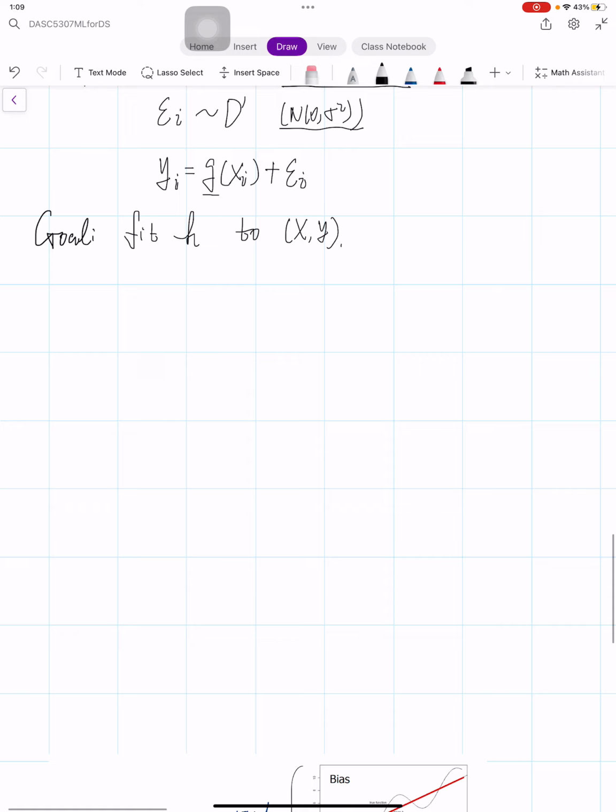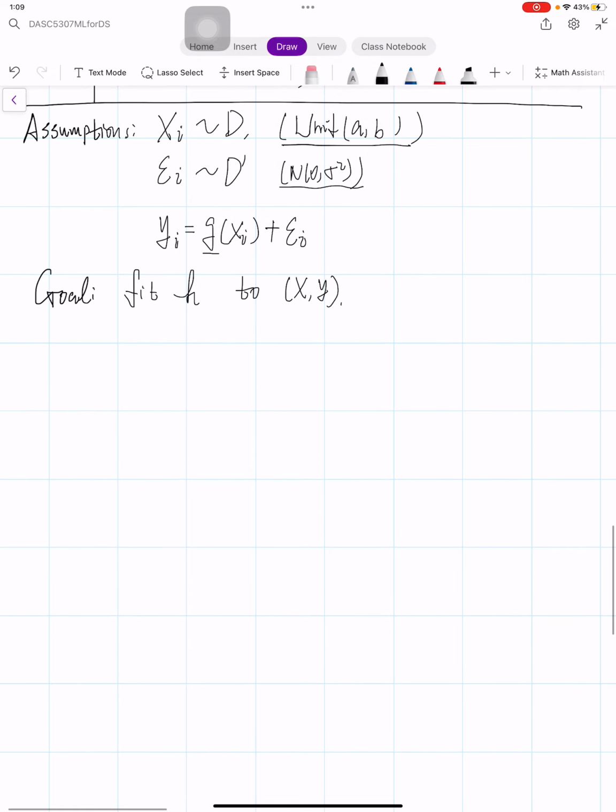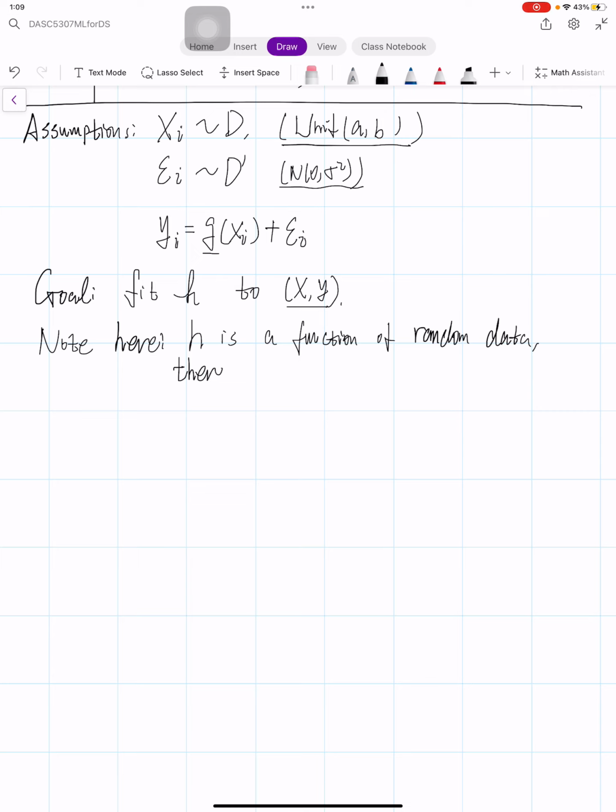Okay. Actually, note here, h will be a function of x and y. H is a function of random data. Therefore, h is also a random variable.